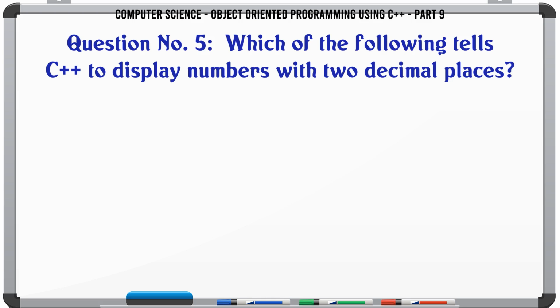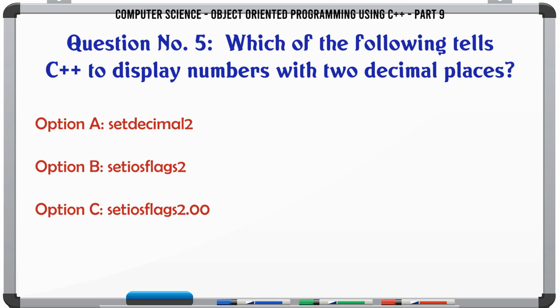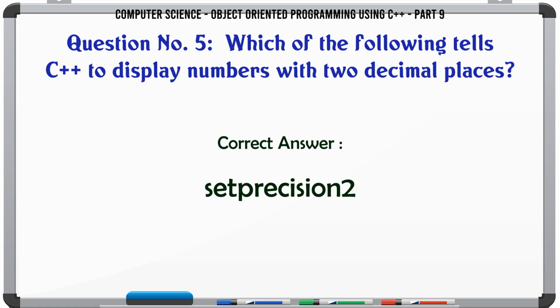Which of the following tells C to display numbers with 2 decimal places? A. set decimal 2, B. setiosflags 2, C. setiosflags 2.00, D. set precision 2. The correct answer is set precision 2.